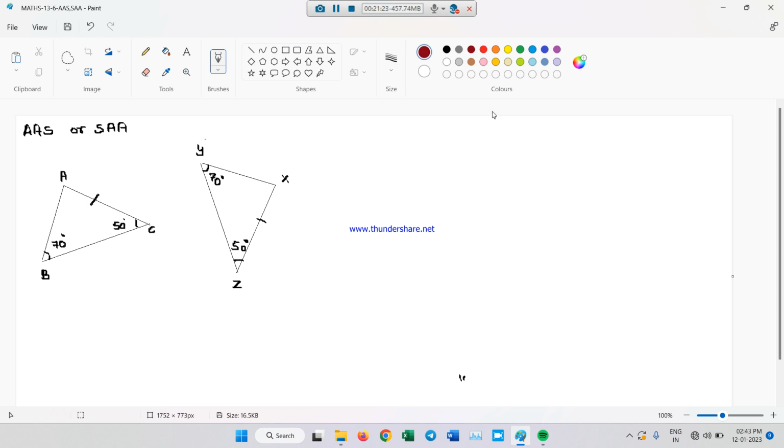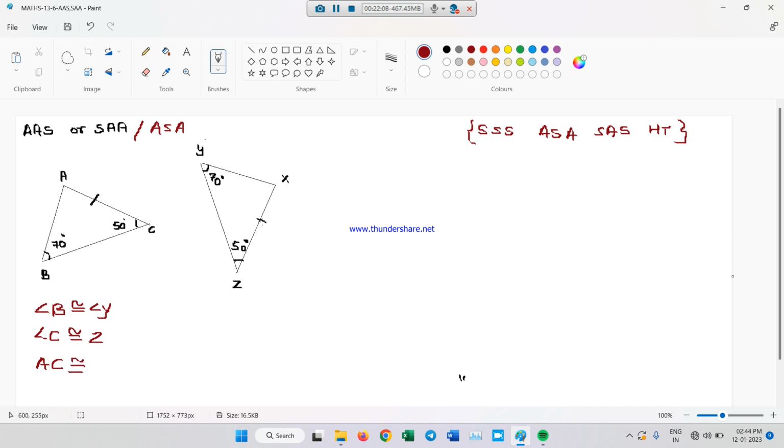Basically AAS and SAA, this is another version of ASA. You see what is the difference? Again here, angle B is equal to angle Y, both are 70 degrees. Angle C is equal to angle Z, both are 50 degrees. And side AC, you can see the single mark over here, so side AC is congruent to side XZ. So again two angles are there and one side is there, but you see the sequence is different.